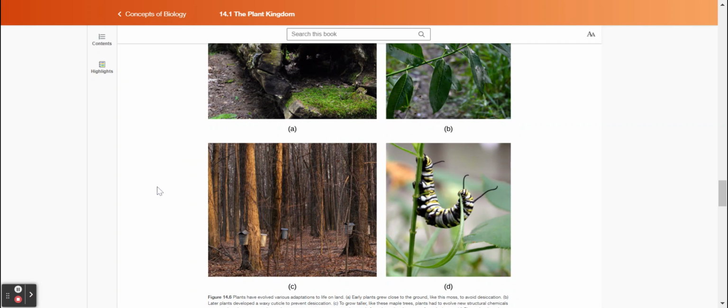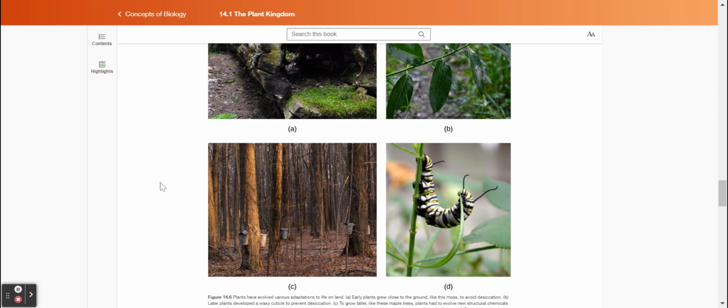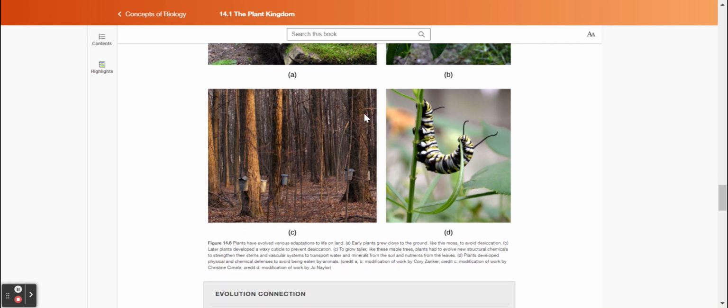Figure 14.6. Plants have evolved various adaptations to life on land. Figure A: Early plants grew close to the ground, like this moss, to avoid desiccation. In B, later plants developed a waxy cuticle to prevent desiccation.